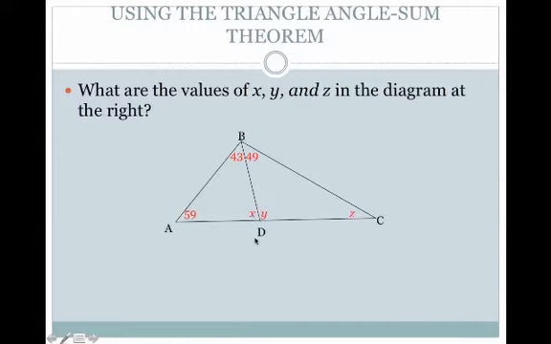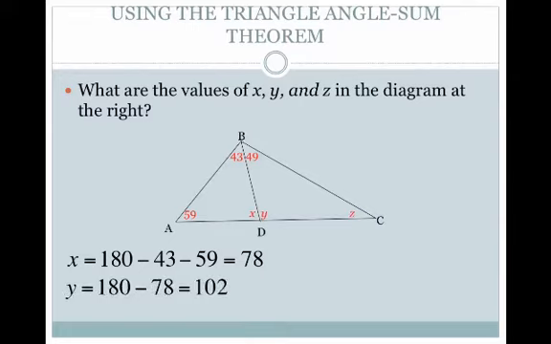So to do that, we know that there's 180 degrees in ABD. So we're going to subtract 59 and 43 from 180. So we get 78 for angle ADB, or for the value of x. Now that we know the value of x, x and y form a linear pair, so they have to add up to 180. So we take 180 minus 78, and that gives us 102 for y.